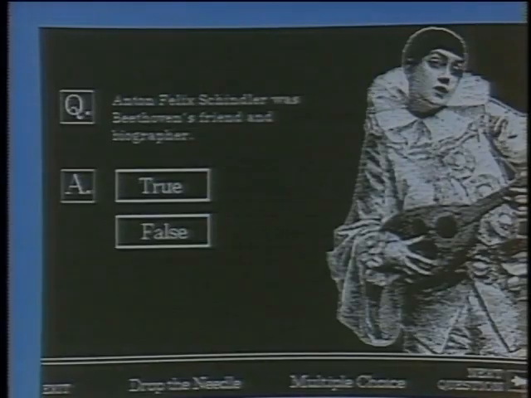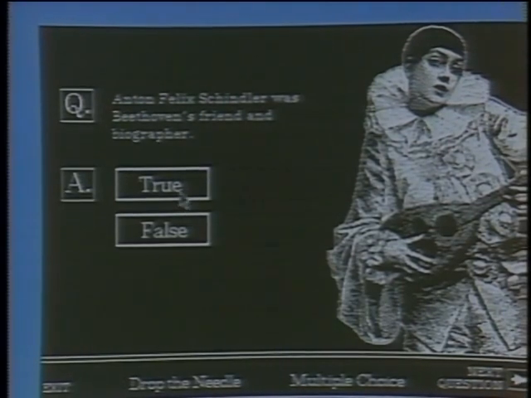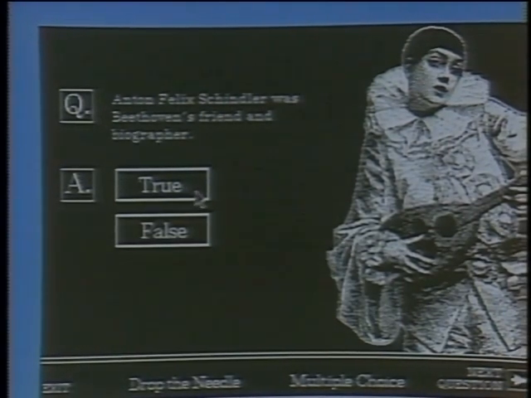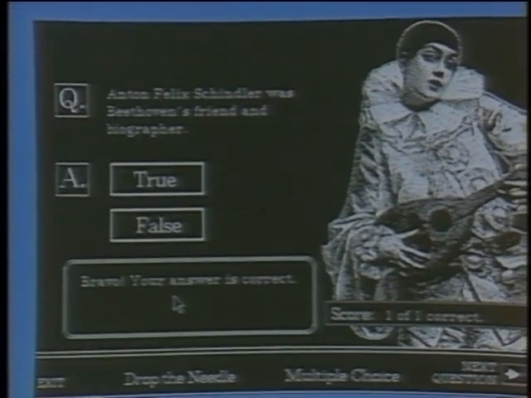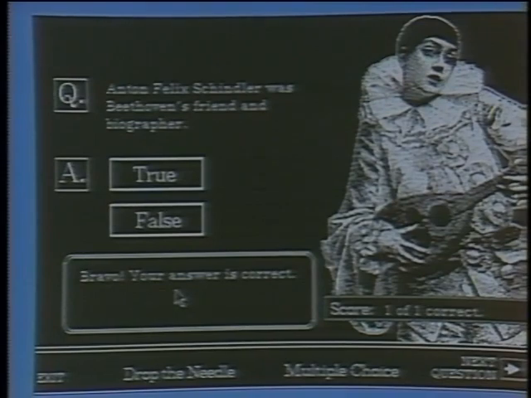Right. Okay, here's your first question: Schindler was Beethoven's friend and biographer. True or false? You've got a 50-50 shot on this. Oh boy, well I go for true. You go for true. Let's see. I pick heads, like I always do. All right. Bravo, your answer is correct. All right. There's several hundred questions. Yeah, but we are out of time.